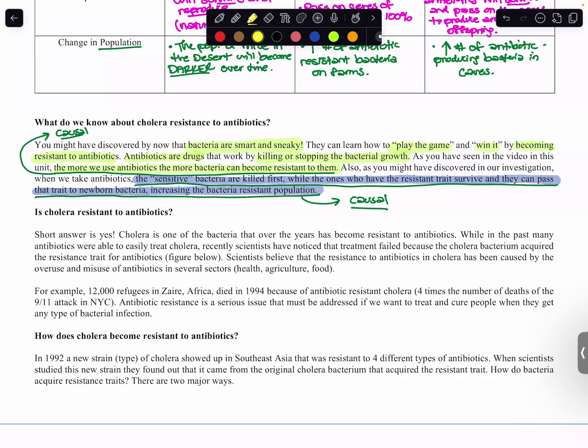Now, is cholera resistant to antibiotics? The short answer is yes. Now we're starting to maybe see why they kept coming back, right? Cholera is one of the bacteria that over the years has become resistant to antibiotics. While in the past, many antibiotics were able to easily treat cholera, recently scientists have noticed that treatment failed because the cholera bacterium acquired the resistance trait for antibiotics, right?